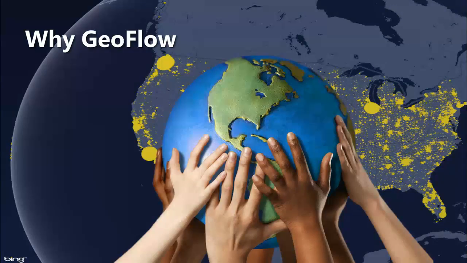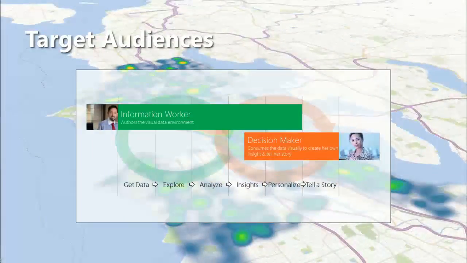In terms of the users that we are going after relative to this, we understand that there's the basic information worker who tends to have the skills around getting the data, exploring it, analyzing it, developing insights around that data set. But a lot of times there's a handoff to somebody else within the organization, such as a decision maker or a manager who needs to take that and present it to a larger audience and personalize it and tell the story behind the data. So we're really targeting those two ends of the spectrum.